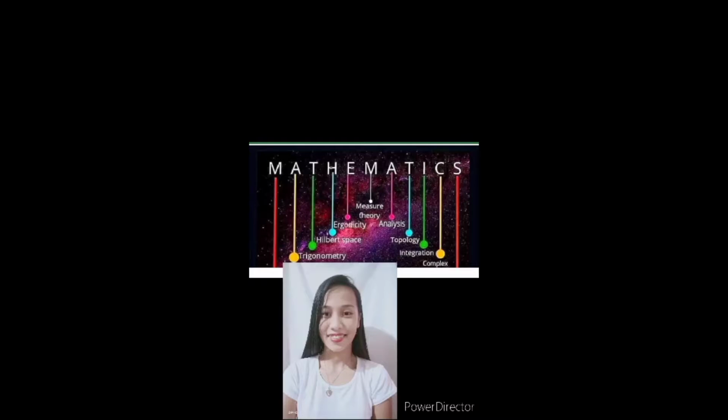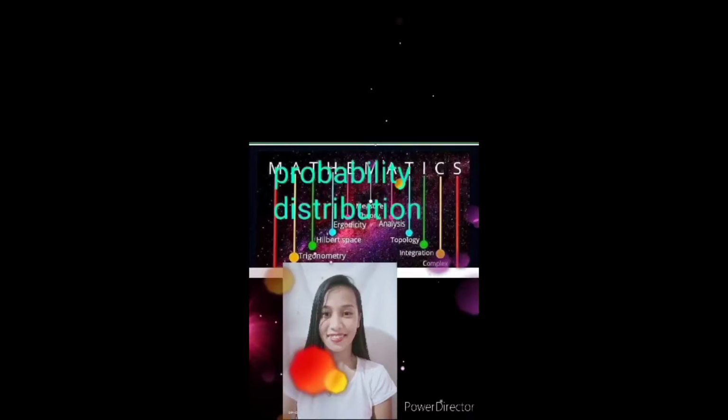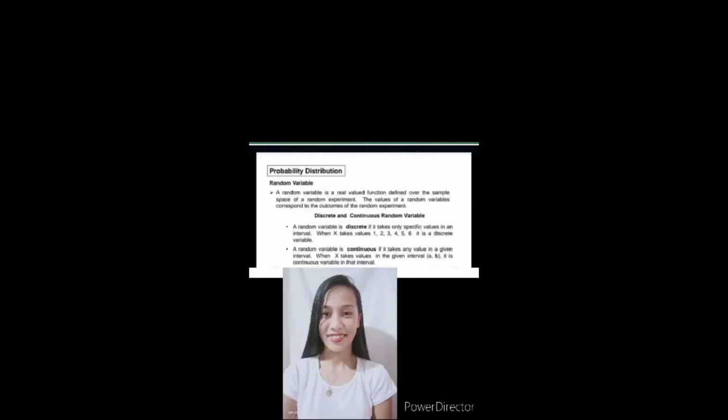And now we are done talking about compound probability and their illustrative examples. Now let's move on to the probability distribution. When we say probability distribution, it is about the random variable. A random variable is a real valued function defined over the sample space of a random experiment. The values of a random variable correspond to the outcomes of the random experiment. So, discrete and continuous random variable.